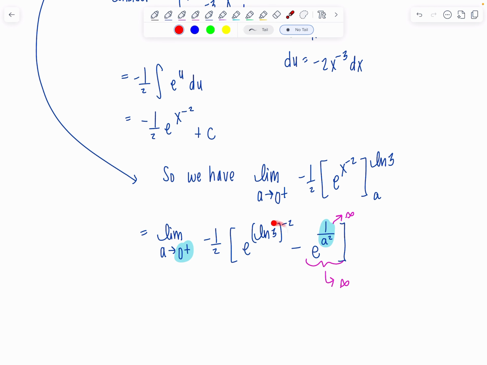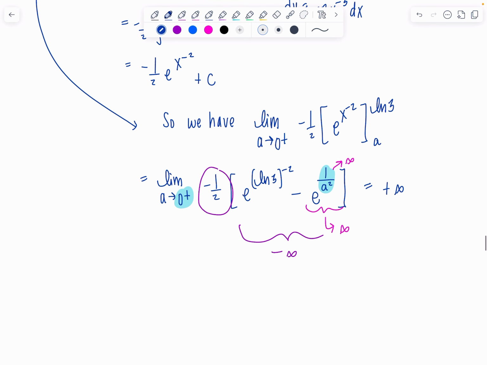This is some constant. I don't care what it is, but a constant minus something getting very large is all going to negative infinity times a negative 1/2. This overall limit is positive infinity. They needed to identify the limit correctly. So since the limit approaches infinity, not some finite number, then we say this improper integral diverges.